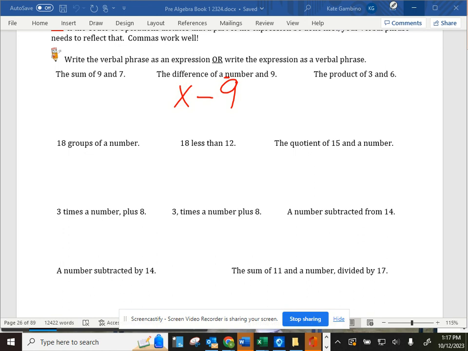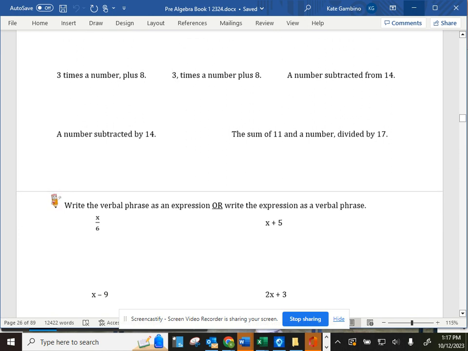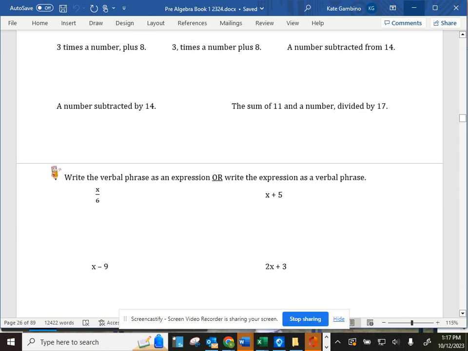So let's skip down to those commas, because remember I said those commas are important. So let's look at 3 times a number plus 8. How do you think I'm going to write that as an expression? What do you think, Claire? You do 3 times X, and then you add 8.